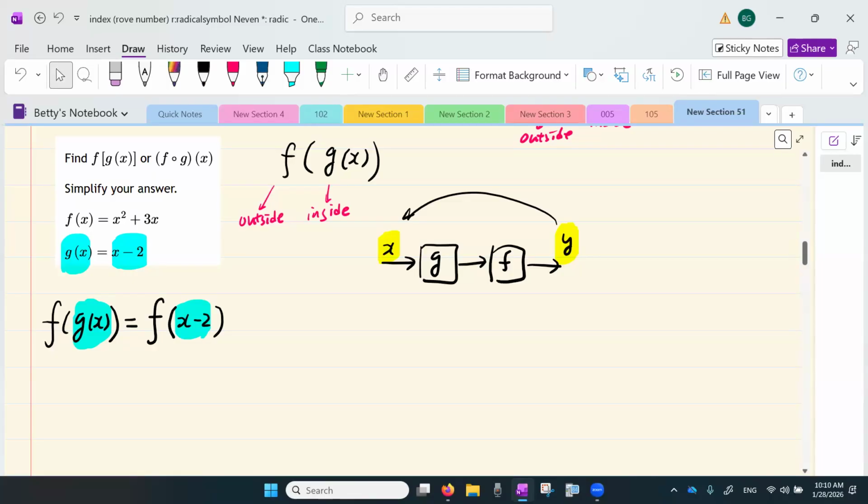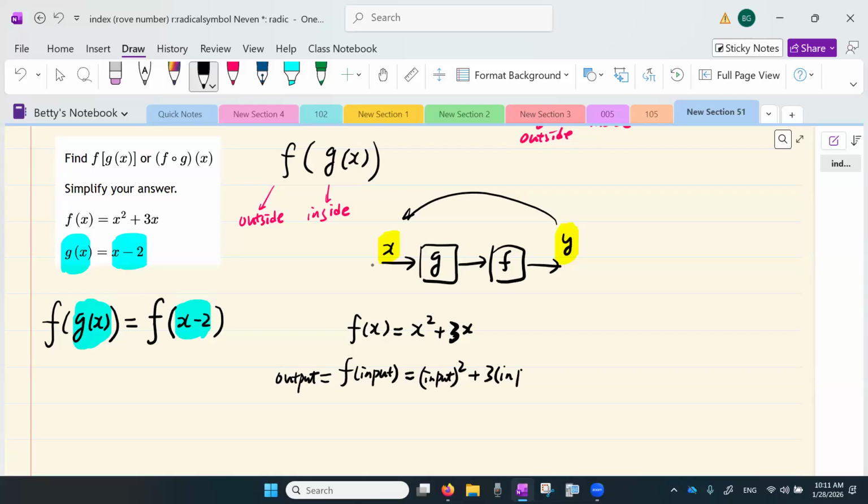And now we only need to look at the outside function. Okay, let's look at the outside function. The outside function f of x is a quadratic function, x squared plus 3x. What does this equation tell us? It tells us that when the input of the function is x, the output is the square of x plus triple of x. That means the output of the function always equals the square of the input plus triple of the input.